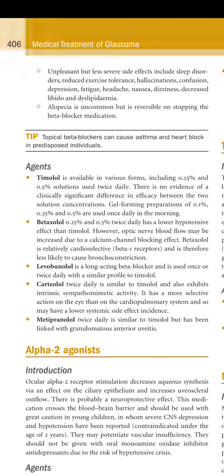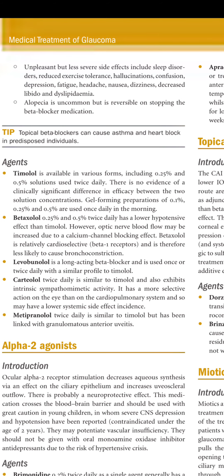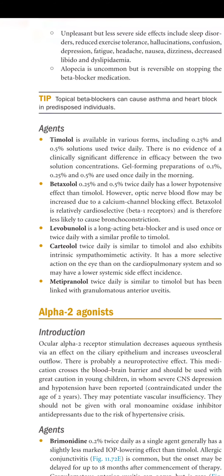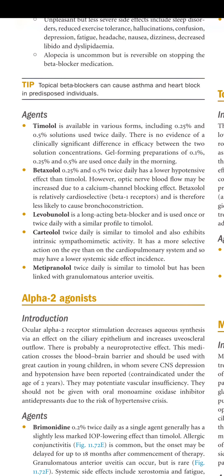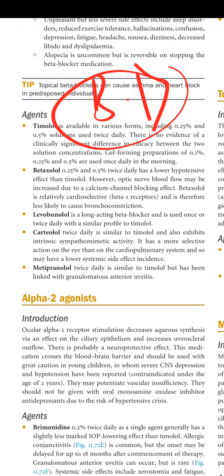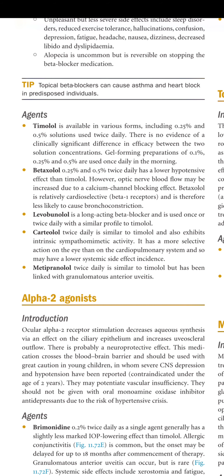So the agents are basically timolol, betaxolol, levobunolol, carteolol and metoprolol. So these are all beta blockers. Timolol is available in various forms, including 0.25% and 0.5% solution used twice daily. So basically, the beta blocker is used twice daily, BD.